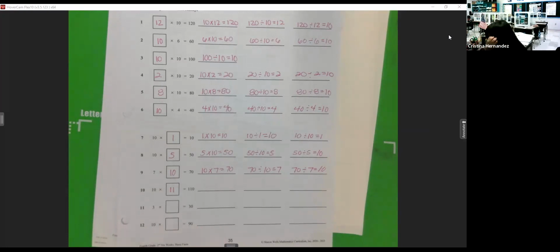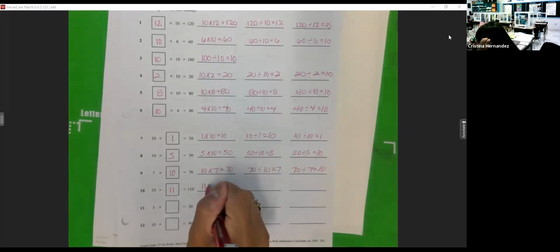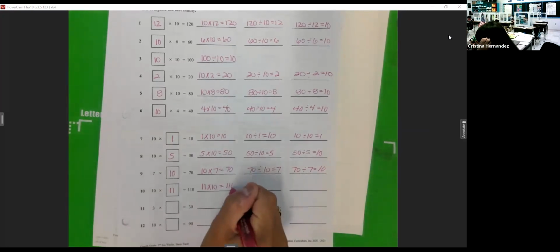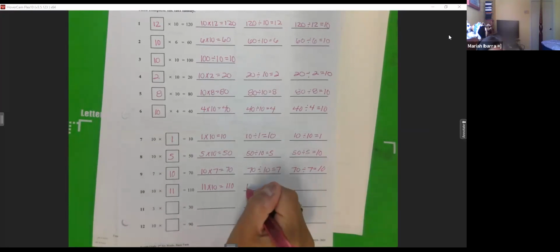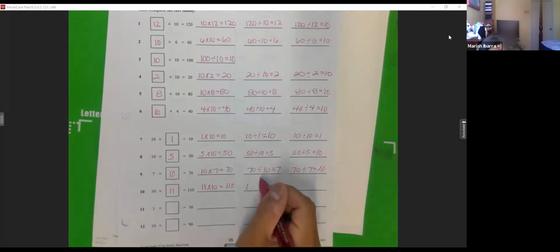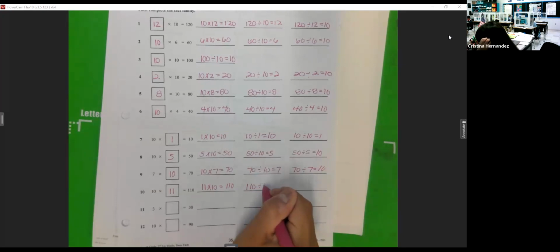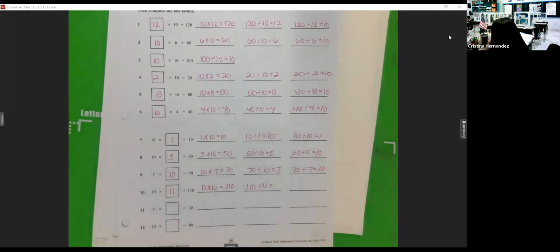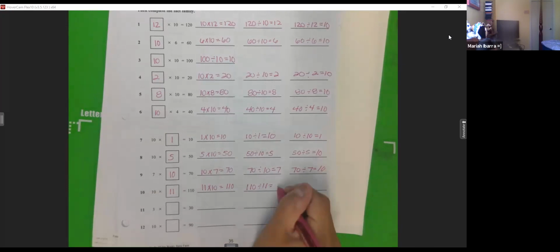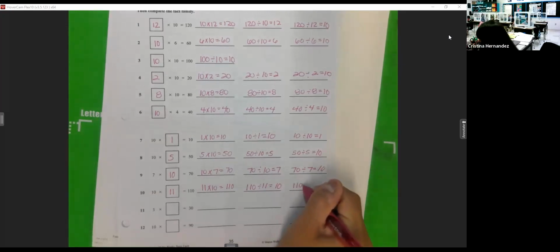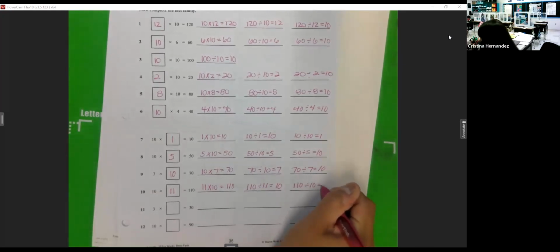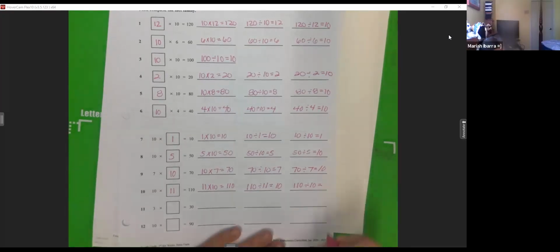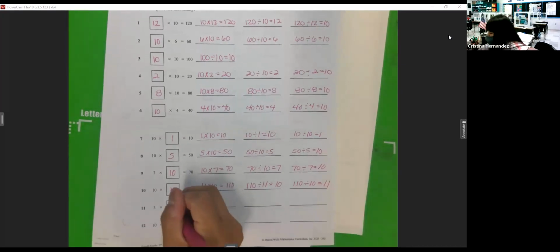You got 11, and then what do we do? 11 times 10 equals 110. And then 10 times 11 equals 110. And then 110 divided by 11 equals what? You can tell me here in class. Equals 10. Oh, Mariah's still in class. Then divided by 10 equals what? 11. Good job. 3 times 10 equals 30. Bingo.